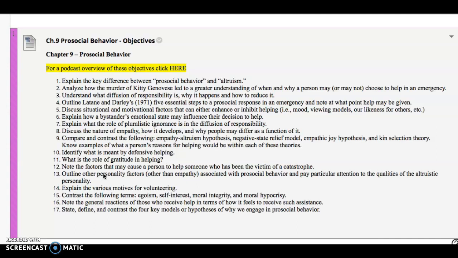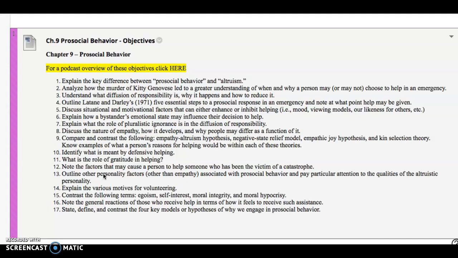And then linked to that is 3, understanding what diffusion of responsibility is, why it happens, and how to reduce it. And then 4, outline Latané and Darley's 5 essential steps to a pro-social response in an emergency, and note at what point help may be given.